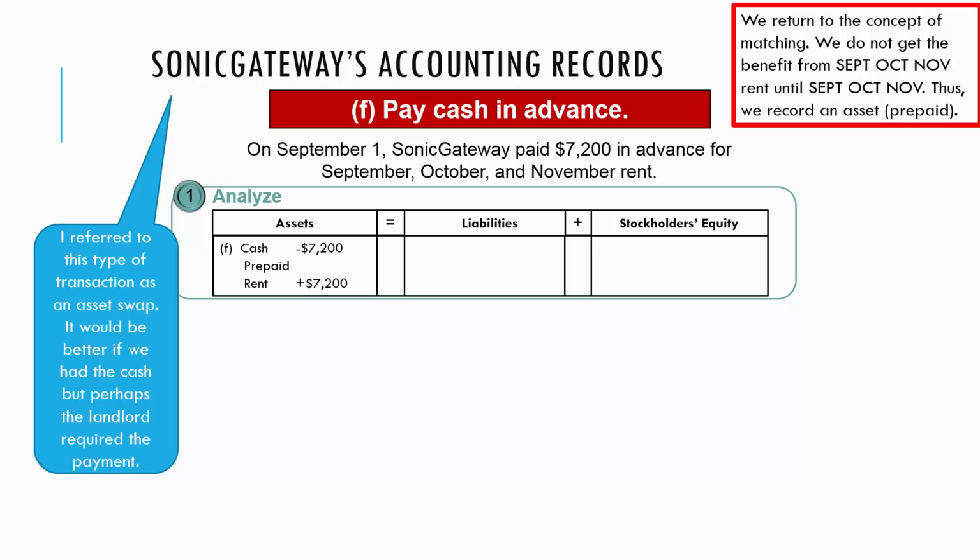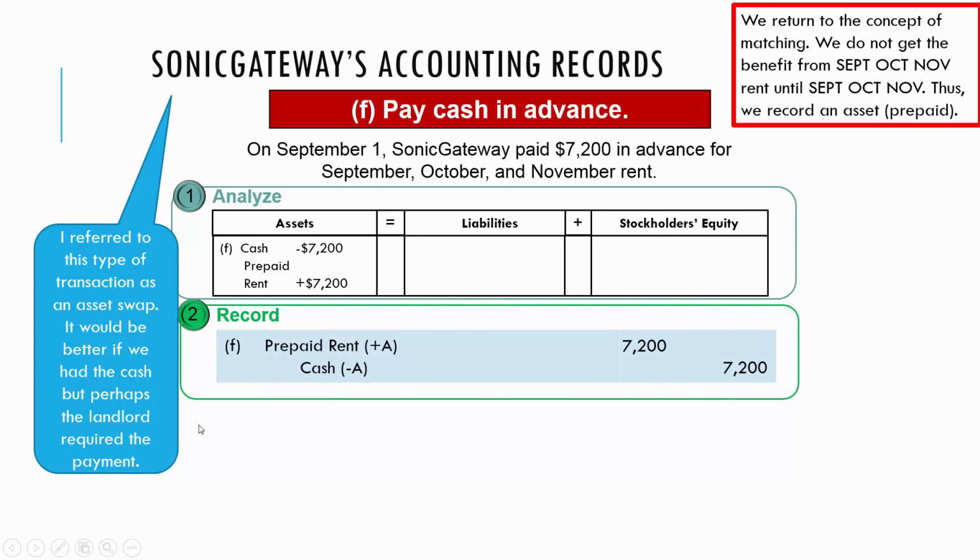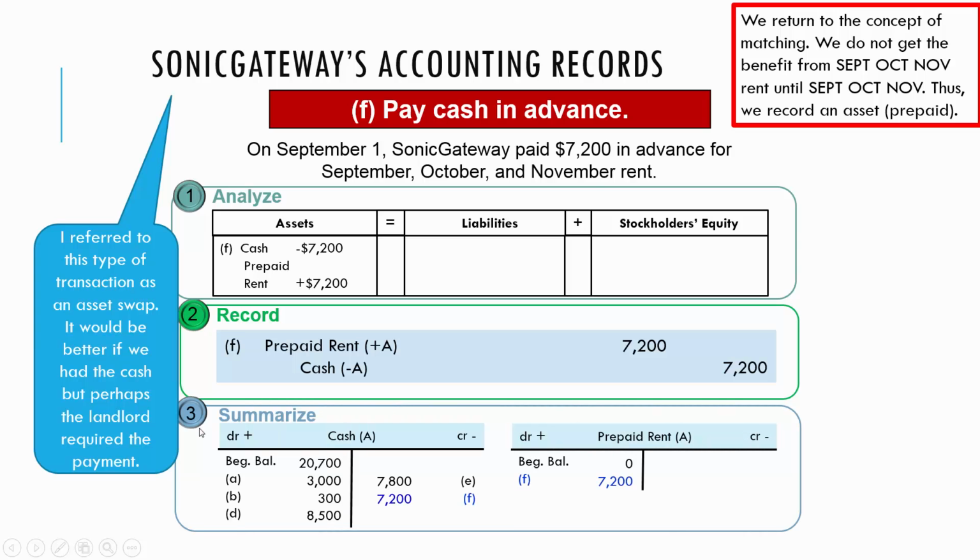This is another asset swap, as I say over here on the left. So we create it. And the cash account is getting hit hard, $7,200, and we're creating a prepaid rent. This represents the rent expense for September, October, and November. But it's not called expense yet. Right now, it's a prepaid.